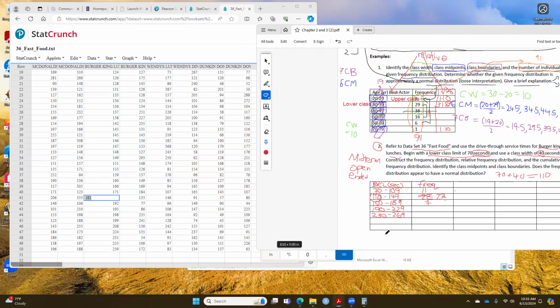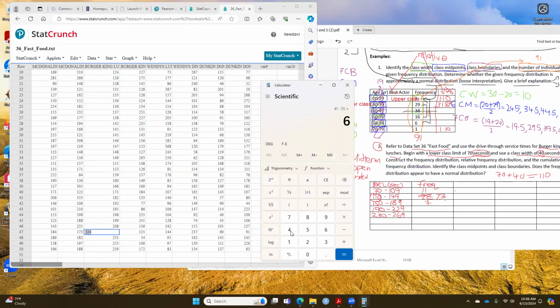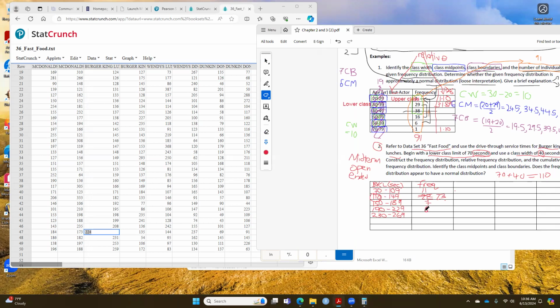The next one is 190 to 229. So 190 is row 42, and 229 is this, so 47. So the answer is close to 47 row subtracted by 42, which is the row of 190. Again, you will get 5 here, but make sure you add 1. So this will be 6.